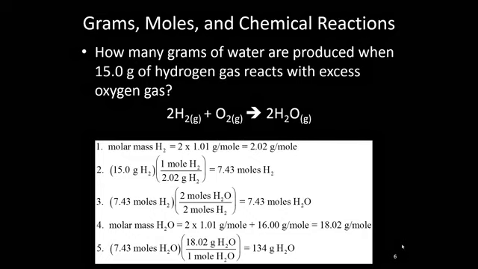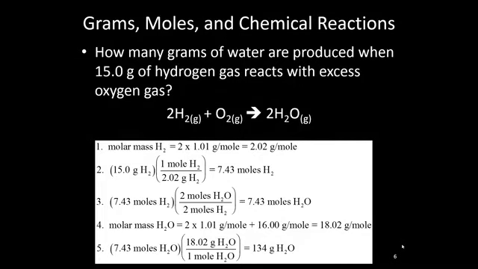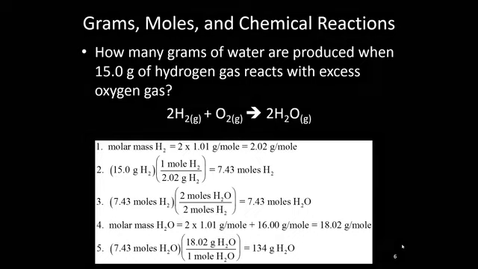We're now going to convert moles of hydrogen gas to moles of water vapor. In this case, we look at the balanced equation and note that the mole-to-mole ratio between water and hydrogen gas is 2 moles of water per 2 moles of hydrogen gas. In other words, 7.43 moles of hydrogen gas reacting with excess oxygen produces 7.43 moles of water vapor.